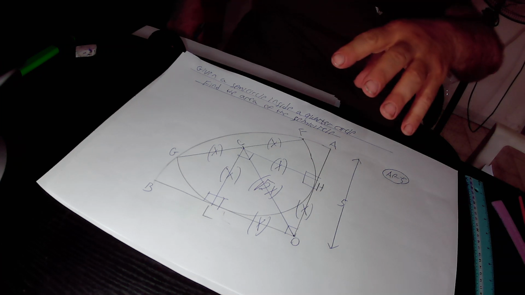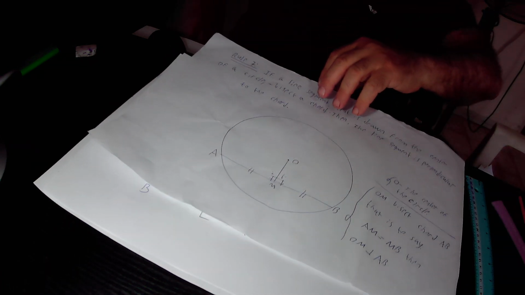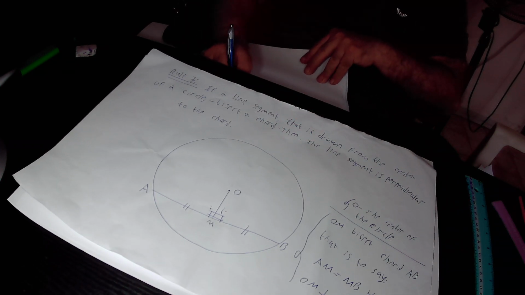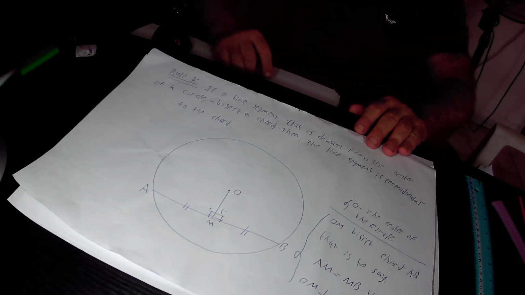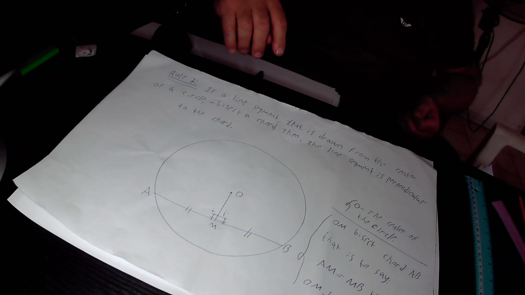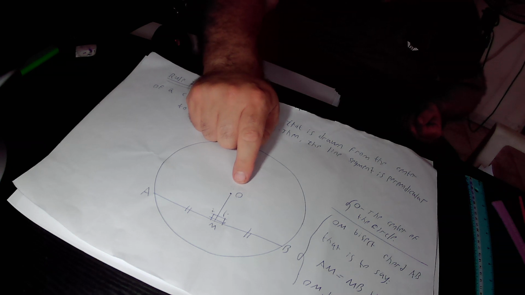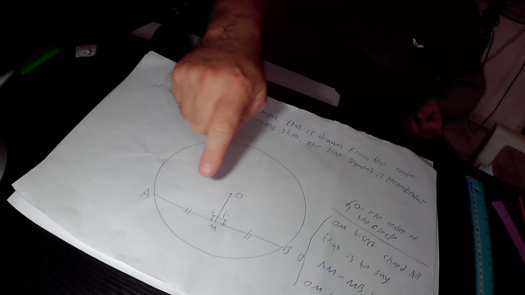and therefore we can implement rule 7. Okay, quickly on rule 7. According to rule 7, if a line segment that is drawn from the center of the circle bisects the chord, then the line segment will also be perpendicular to that chord. So in the drawing we have a circle. This is point O, the center of the circle. From this point O, we have line segment OM that bisects chord AB. That is to say, MA equals MB.